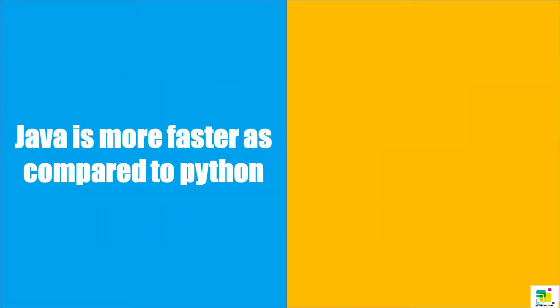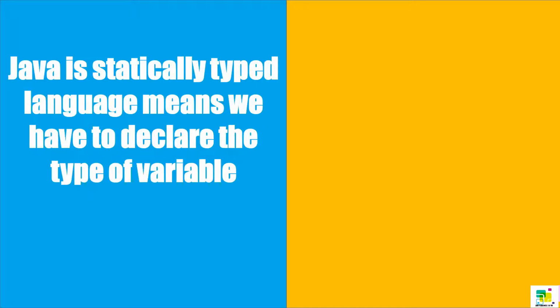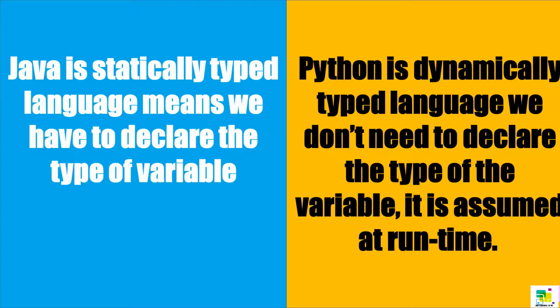According to speed comparison, Java is faster as compared to Python. But Python is slower as compared to Java. Java is a statically typed language, meaning we have to declare the type of variable. And Python is a dynamically typed language. We don't need to declare the type of the variable, it is assumed at runtime.